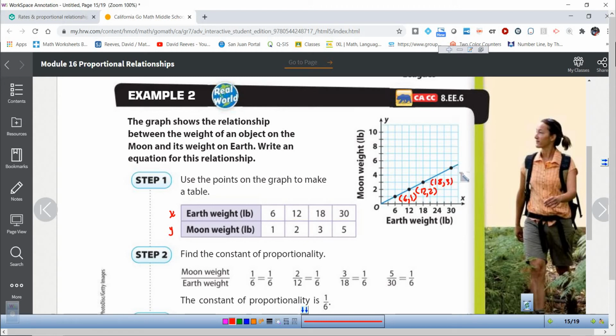And then this point over here is 30 and 5. Of course, they skipped one in between. If we were going up by 6, 6, 12, 18, they skipped 24, didn't they? They skipped that one right there. All right, 24, and this would be 1, 2, 3, 4. Anyways, you don't have to have every value in the table or on the graph for that matter. That's why this line is there. It actually would go on forever and ever and ever.